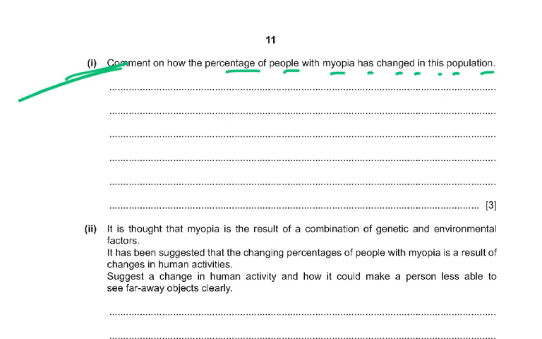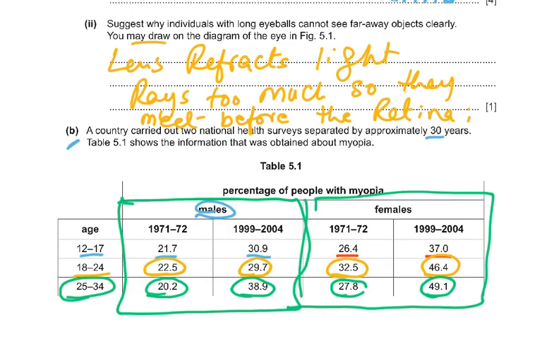What has happened? The people with myopia have increased in both males and females, or you could say in all the age groups. Increased most in the 25 to 34 age group and especially the females. And then you do a data code. Data code means you talk about the 25 to 34 years, they were 20.2% in the males and went up to 38.9%. In the females, that was 27.8% and they went up to 49.1%. You must say the percentage, you must write the percentage. That is called a data code.